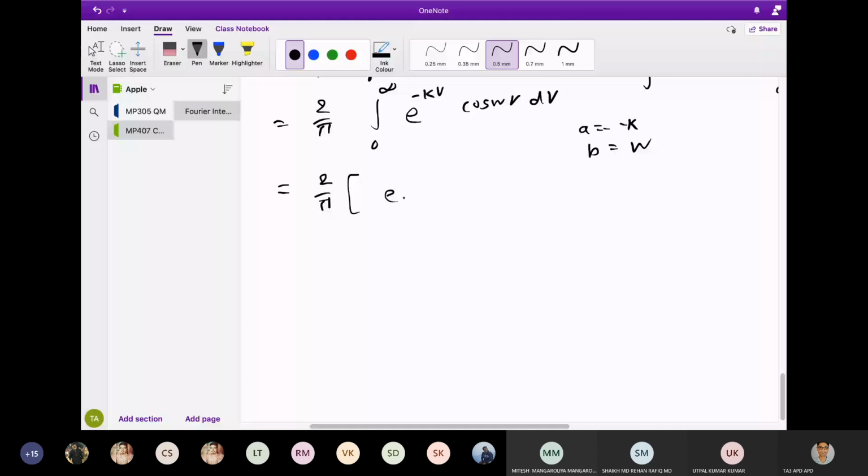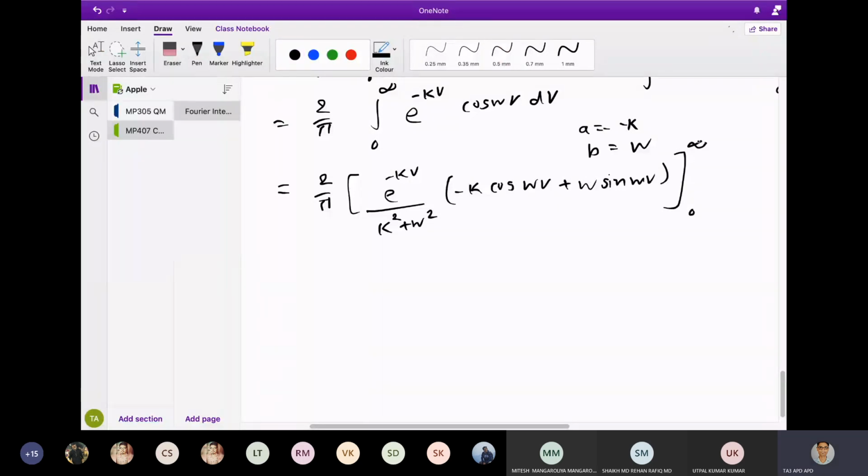this is going to be equal to e raised to minus kv, because e raised to ax upon a square plus b square. So a square plus b square will be k square plus w square, and we will have a cos bx, so a is equal to minus k cos bx, so that is minus k cos wv, plus b sin bx, so plus b is w sin wv. All right, the limit is from 0 to infinity.